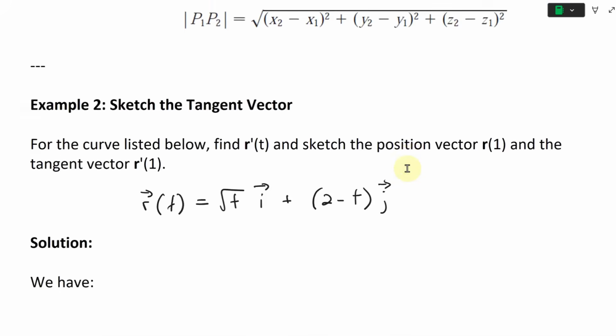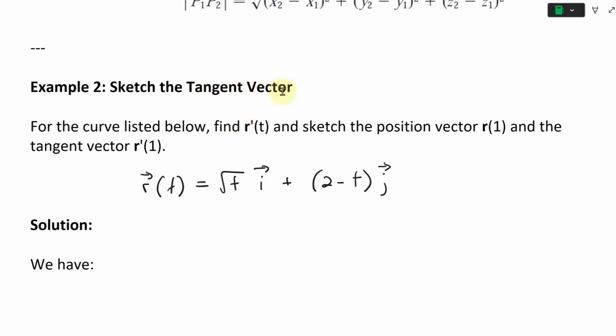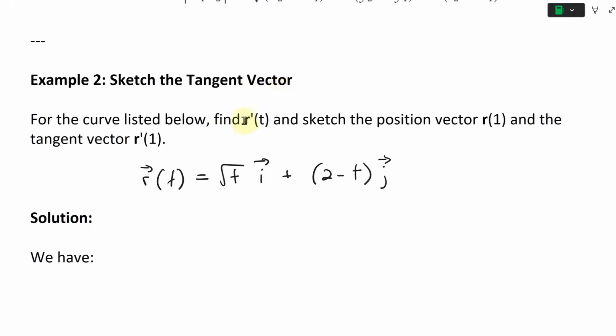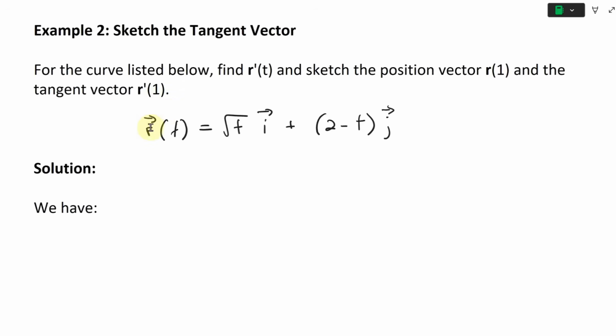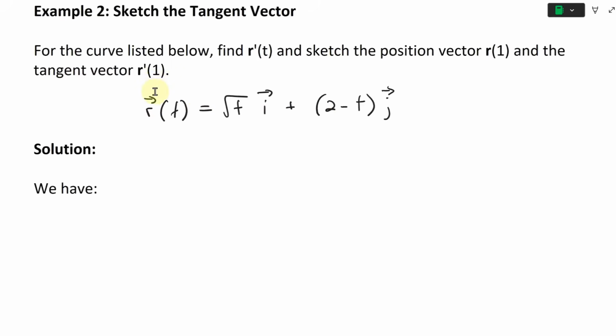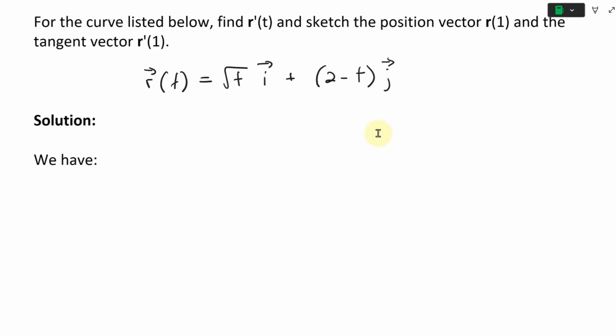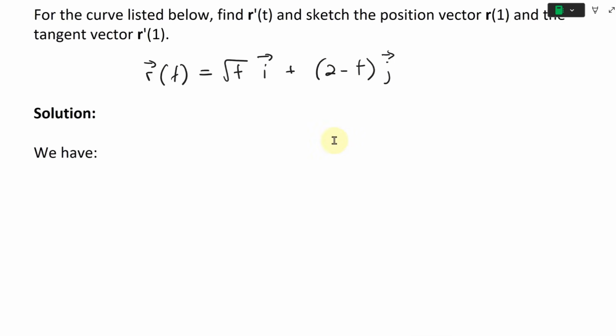This one is on sketching the tangent vector. For the curve listed below, find the derivative r prime of t and sketch the position vector r of 1 and the tangent vector r prime at t equals 1. So there's the function right here: the vector function r of t is equal to square root of t times i plus 2 minus t times j, the j unit vector. All right, so let's take a look at the solution.